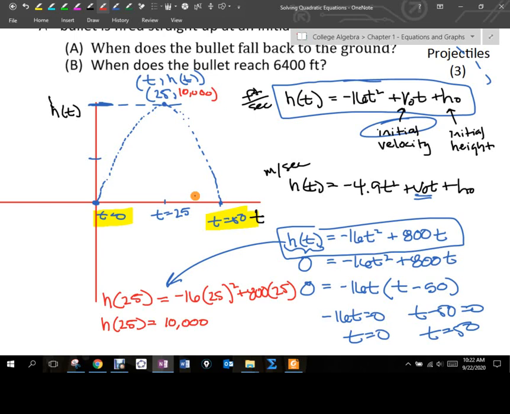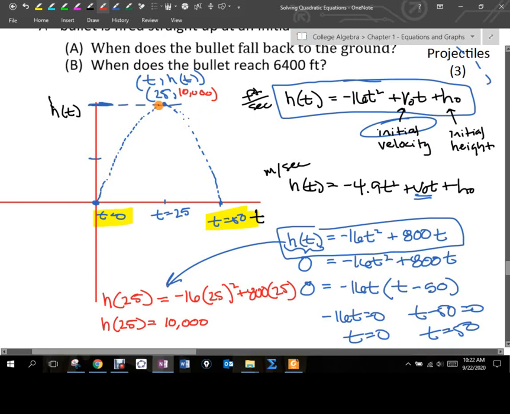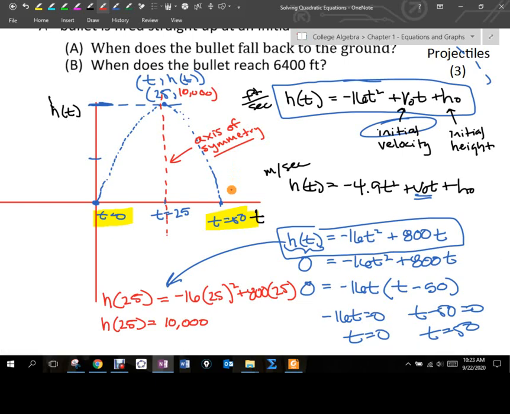All right. Now, what is that? You guys talked about this last year. What is this line right here that passes through the vertex of any parabola? Axis of symmetry. Okay, which we can use to our advantage in questions like this. How many units is 25 away from 0? 25. How many is away from 50? 25. So that symmetry should exist. Now the symmetry should exist in a lot of other situations as well.